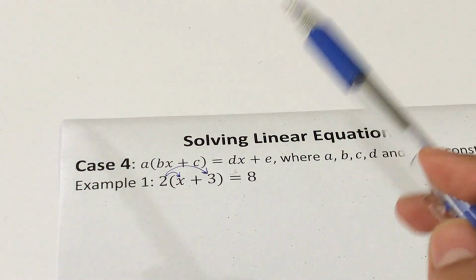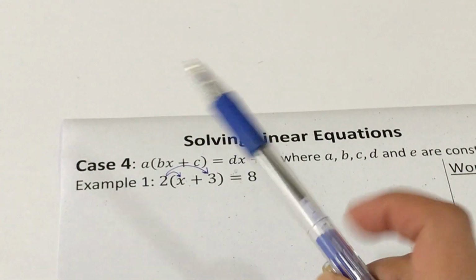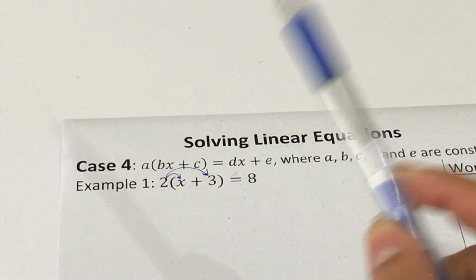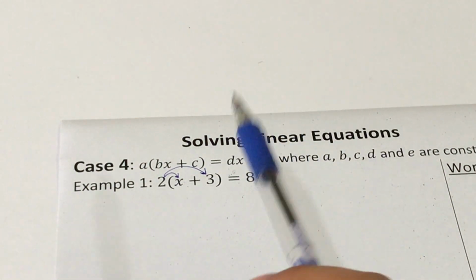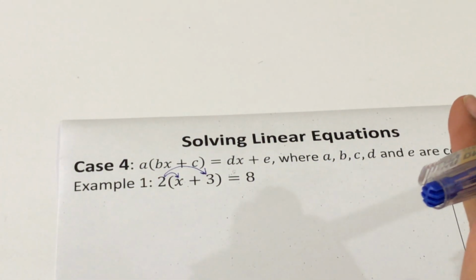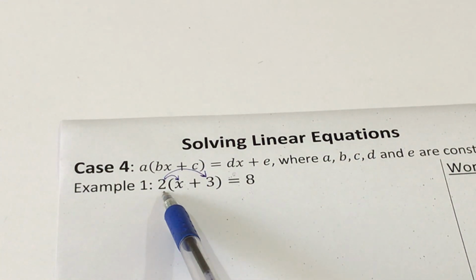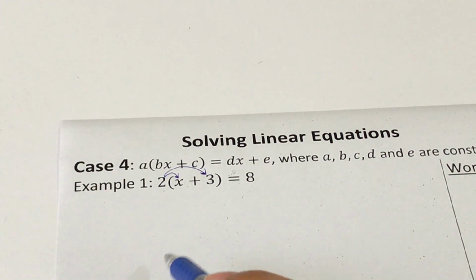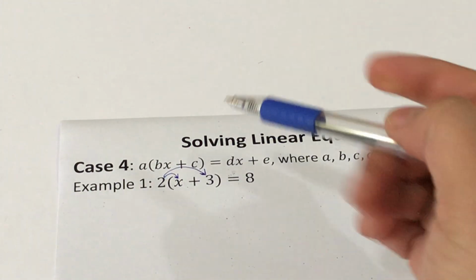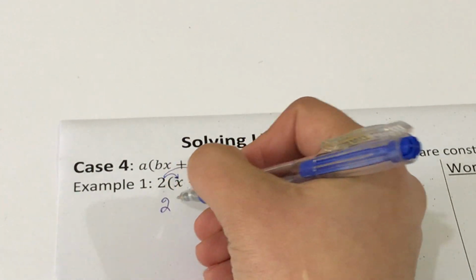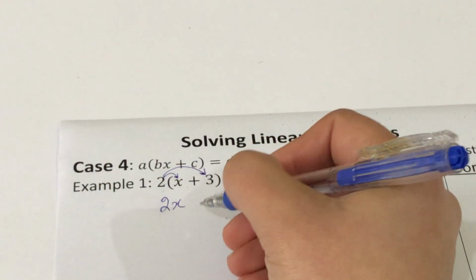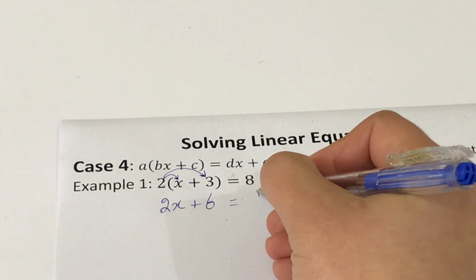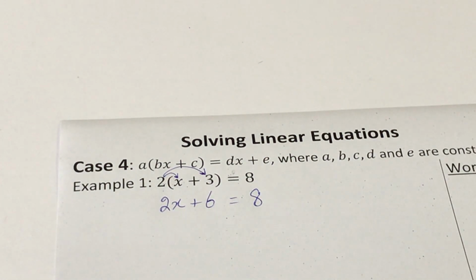When you expand your bracket, the first thing to keep in mind is that you should multiply your number with all the terms inside the bracket. If you have 1, 2, 3 or more terms inside the bracket, you have to multiply the number with every term inside the bracket. 2 times x is 2x, plus 2 3s are 6, is equal to 8. So we have expanded the bracket.